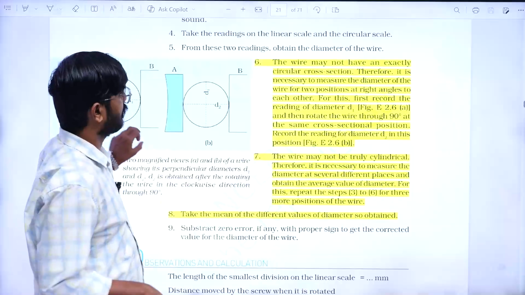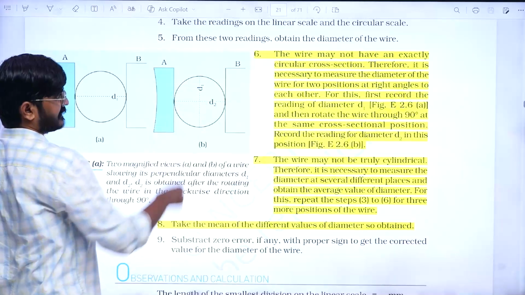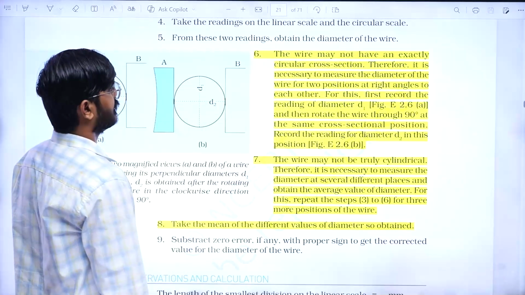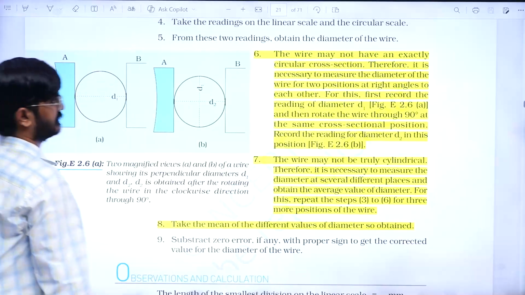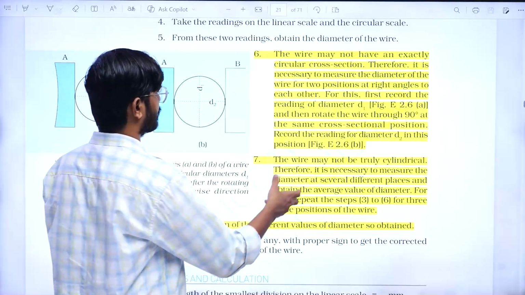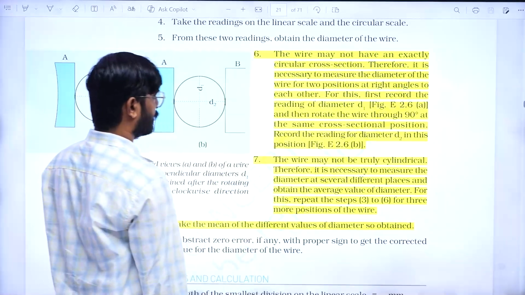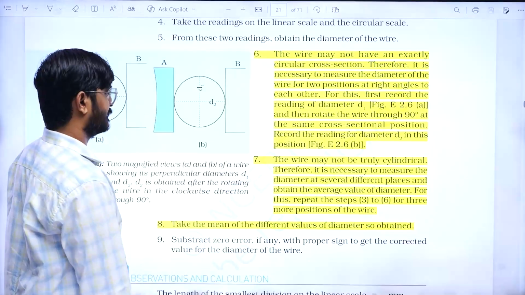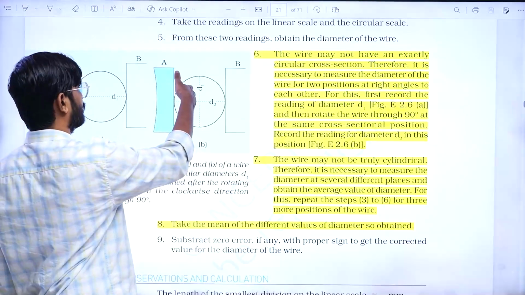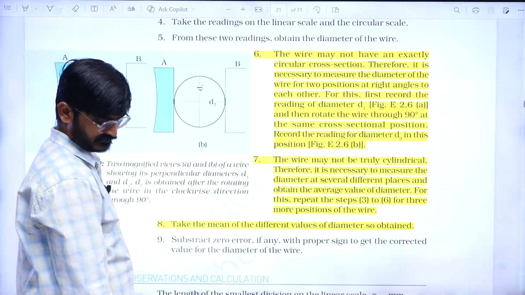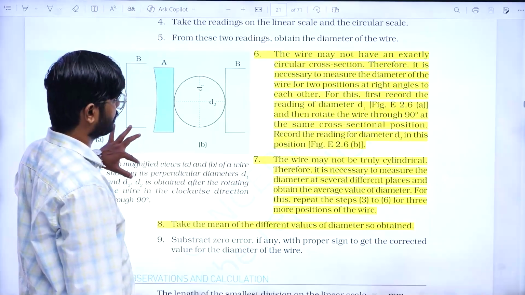First thing is, the wire may not have an exactly circular cross section. You can see this diameter is D1, this diameter is D2. Therefore, it is necessary to measure the diameter of the wire in 2 positions. So in one position like this and in the other position like this, at right angles to each other. For this, first record the reading of the diameter D1, and then rotate by 90 degrees. And in fact, the wire may not be truly cylindrical. Therefore, it is necessary to measure the diameter at several different places for an average value. So you don't measure only at this location, you will be measuring at some other locations also. And then you take the average so that you get less error.